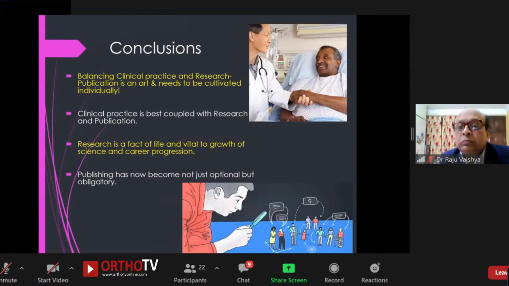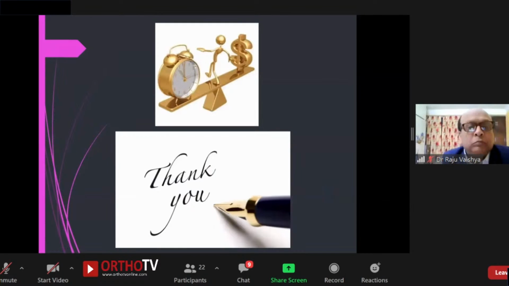So to conclude, I would say that balancing clinical practice and research should be done. Publication is an art, and that needs to be cultivated individually and comes as you start publishing a few papers. The clinical practice is best coupled with research and publication. And research has not only become an optional thing now, it is mandatory or obligatory for most of us to enhance our professional career and promotions. Thank you for your kind attention.